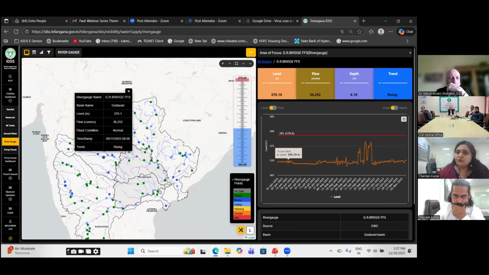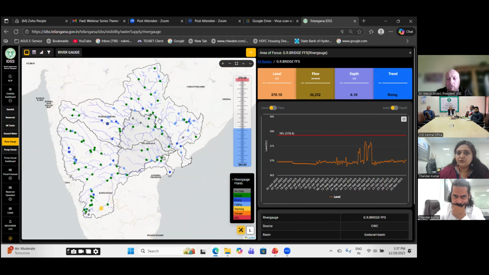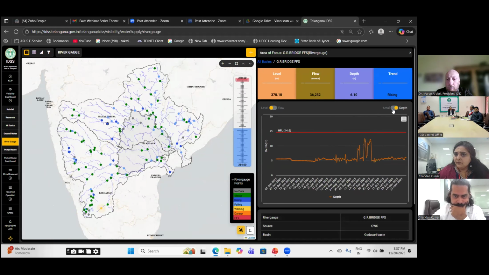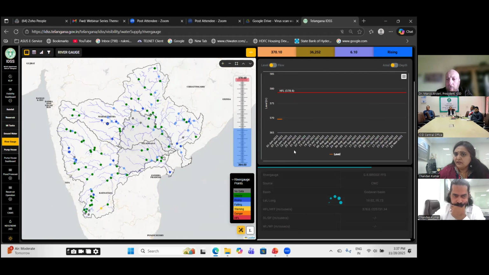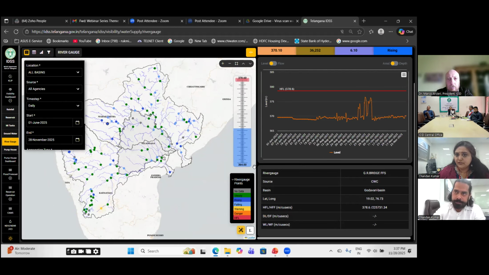Not only that, we also have this view where you can see the level of all those river gauges in normal, and also the flows in the gauges and the depths, whether they are all rising or all falling, because you can see most of them here are rising. So this changes mostly, and you can also see the depth. This is also considered here because I have selected that particular time period, 1st to 28th November.